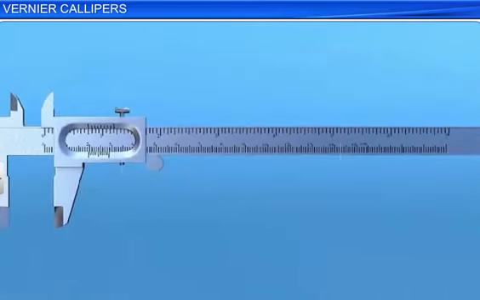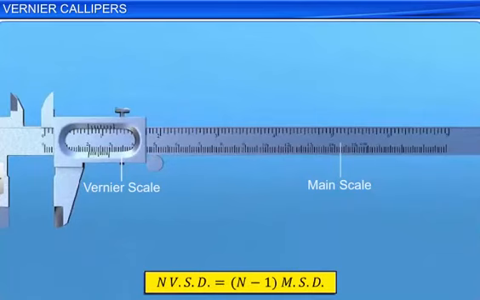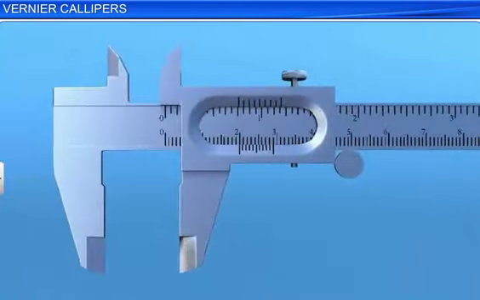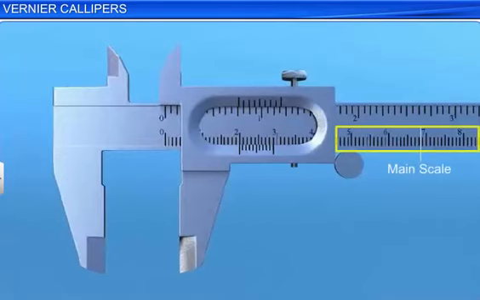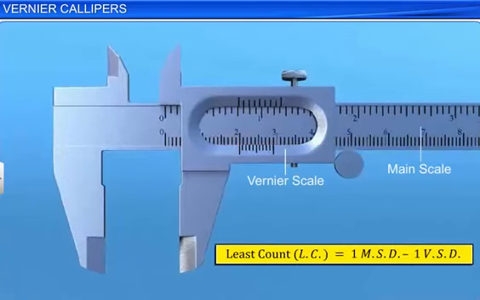It is designed based on a principle such that n divisions on the vernier scale coincide with n-1 divisions on the main scale. Thus, the least count of the vernier calipers is equal to the difference between the values of one division on the main scale and one division on the vernier scale. That is, least count is equal to 1 MSD minus 1 VSD. The least count of vernier calipers is known as the vernier constant.